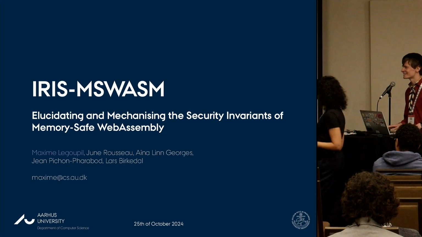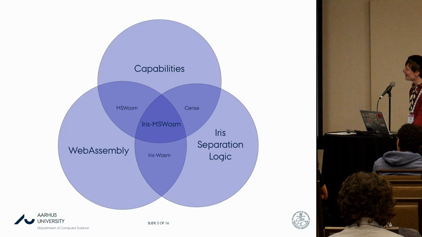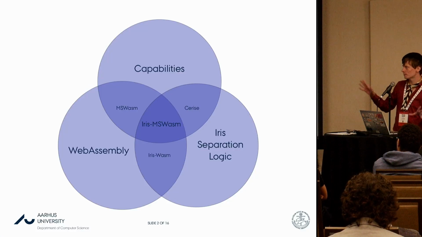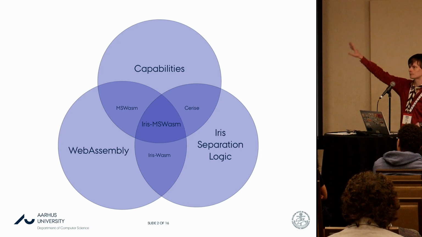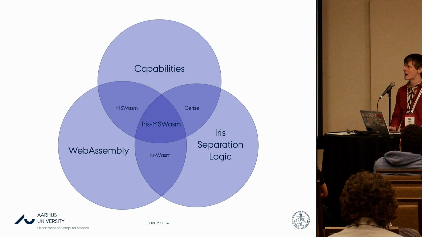Amazing. Hi, everyone. Today I'll be talking about our latest work, Iris-MSWasm, a program logic for memory-safe WebAssembly. This work is at the confluence of three broader topics: the WebAssembly language, the use of capabilities as a strategy for accessing memory, and the Iris separation logic. So let me walk through how we got there in the middle to Iris-MSWasm.